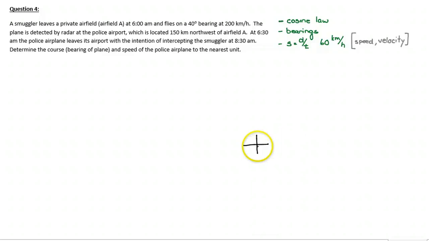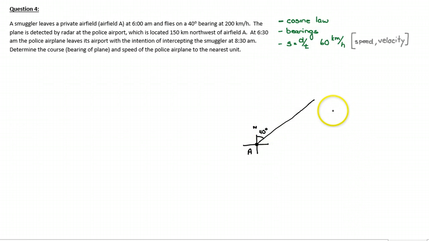So a smuggler leaves a private airfield A, so we'll call this A, at a bearing of 40 degrees at 200 kilometers per hour. So a bearing of 40 degrees, remember that bearings are always measured from north, and north is 0 degrees. So a bearing of 40 degrees is going to be a bearing about like that. So that means the angle from here to here will be 40 degrees.